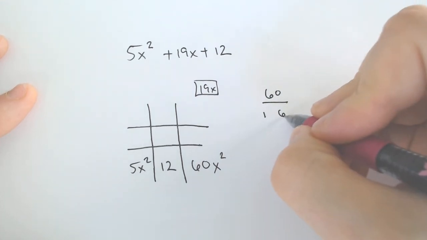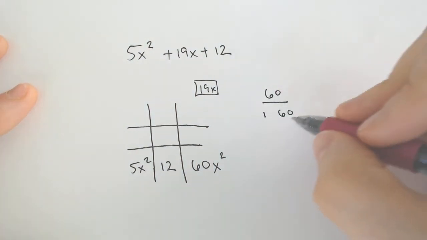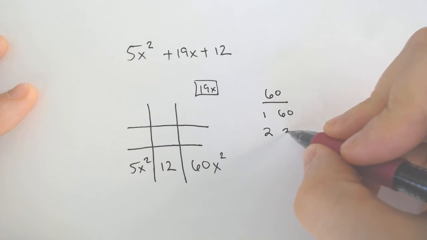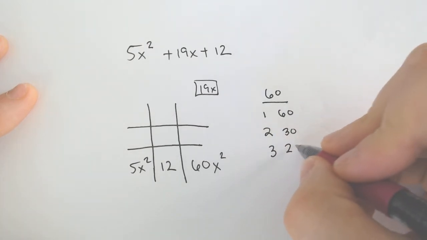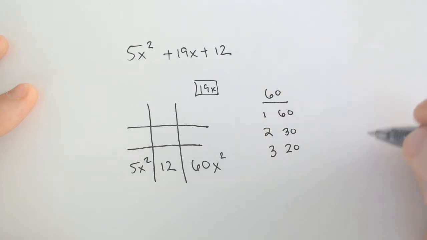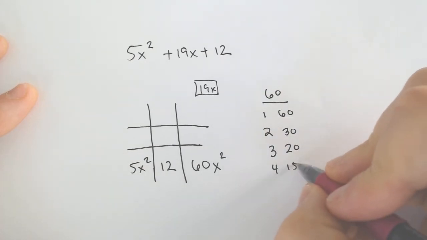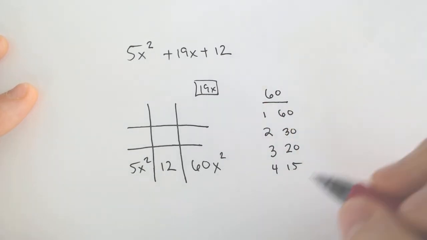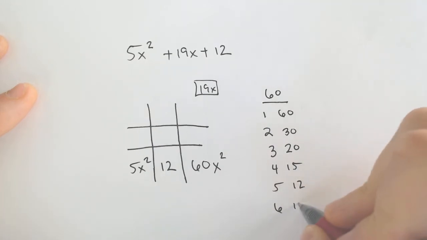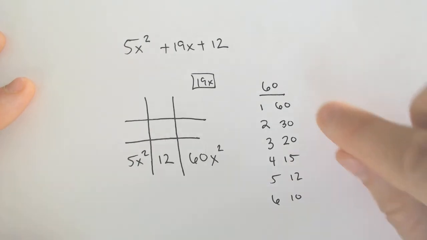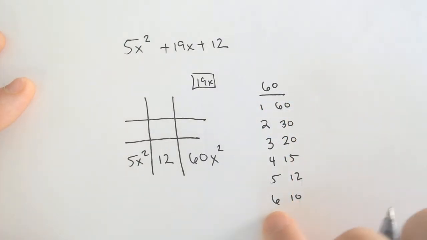We got a 1 and a 60. That won't add up to 19. We got a 2 and a 30. Also won't add up to 19. 3 and a 20. Getting closer. That's like a 23. 4 and a 15. Will add up to 19. And then 5 and 12, 6 and 10. I only wanted to list those out because you can kind of see that these numbers get closer together, and that lets you know when you've pretty much found all the things.